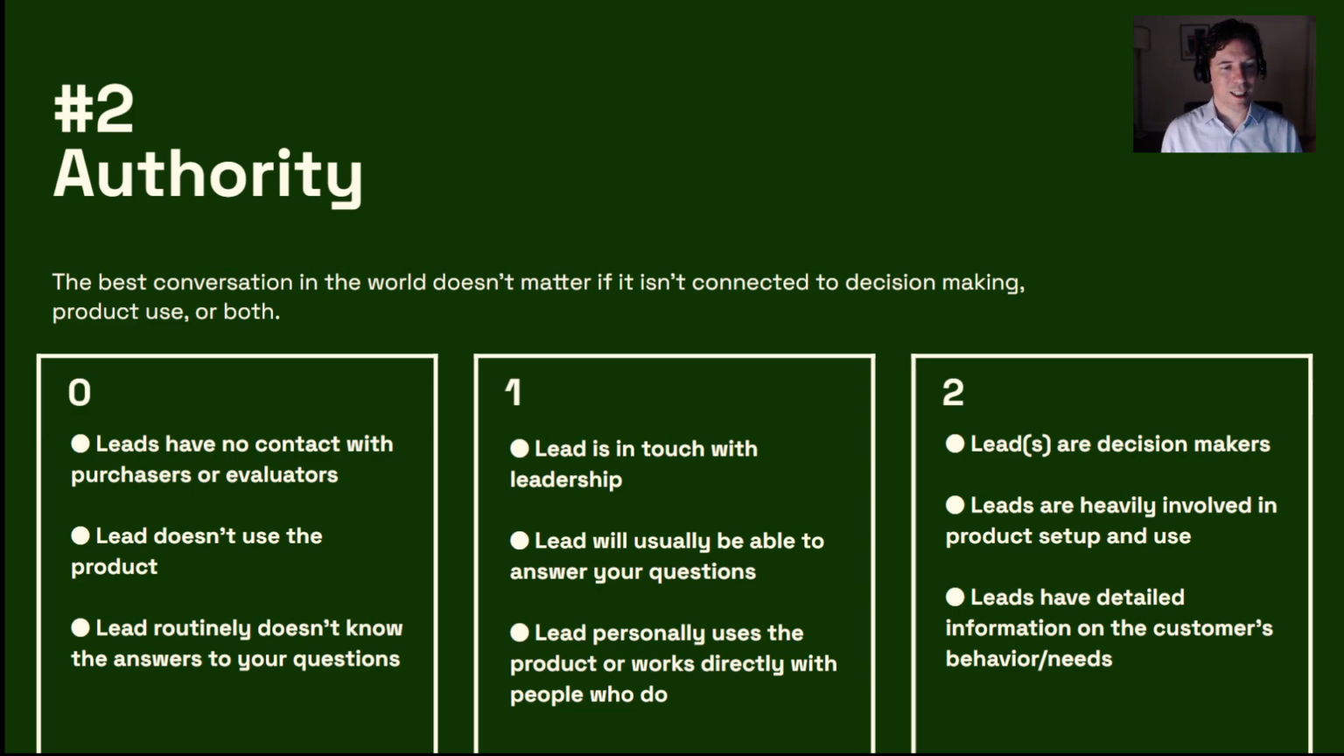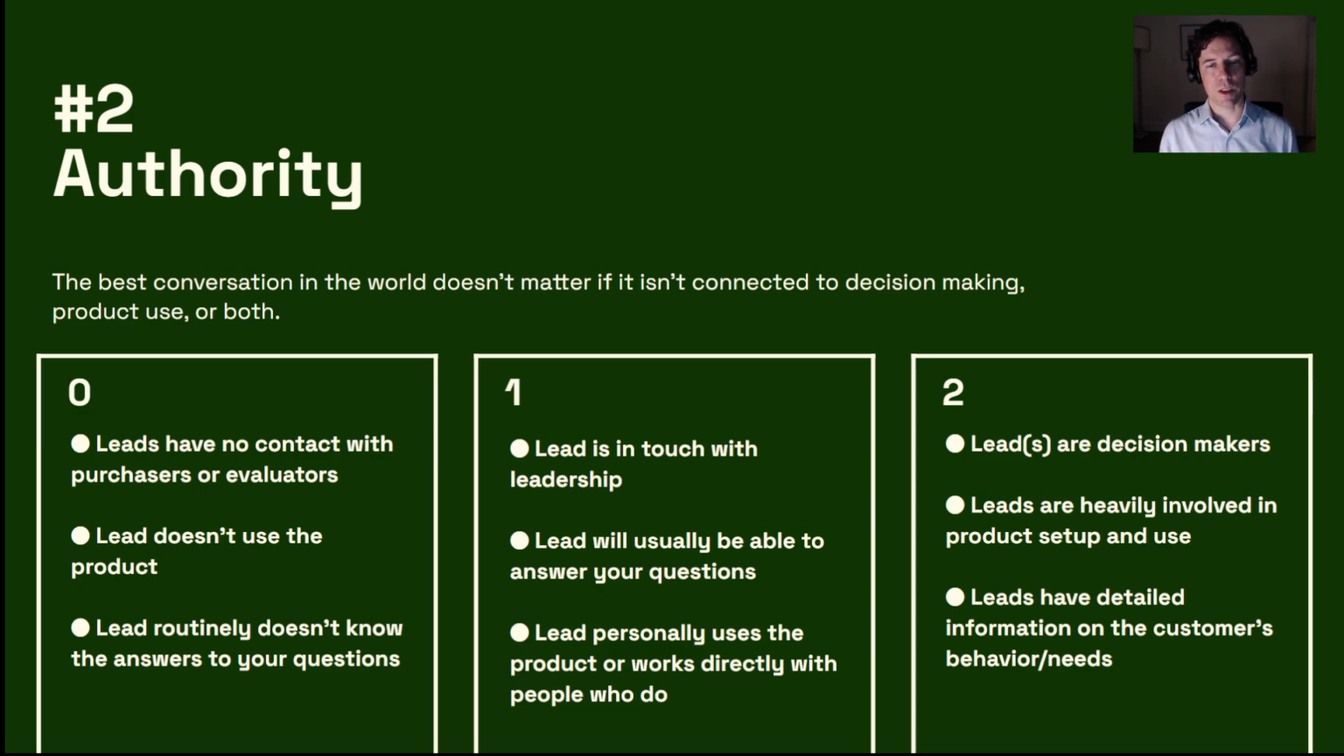Last one there is lead routinely doesn't know the answers to your questions because they're not the end user. They're not talking to the end users. They don't know. These are problems. So these are all going to be a 0 in your authority. So you could have really good communication, but still be at a 2 out of 4 because of the challenges here, because you're not talking to the right people.